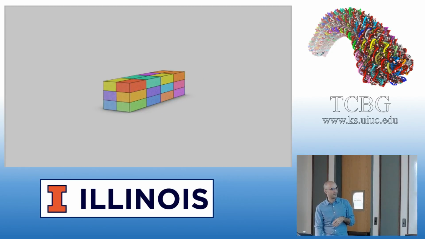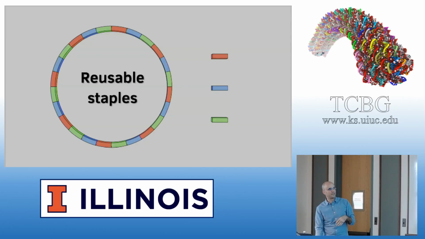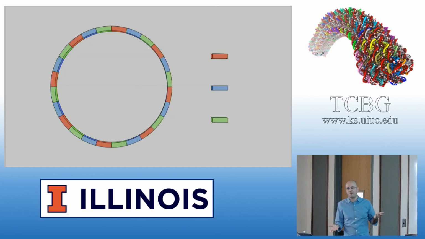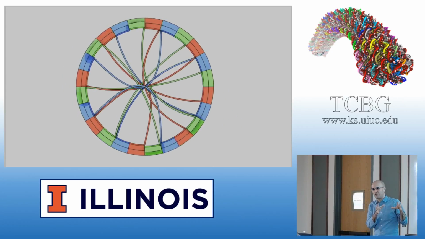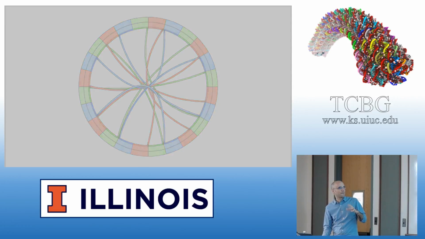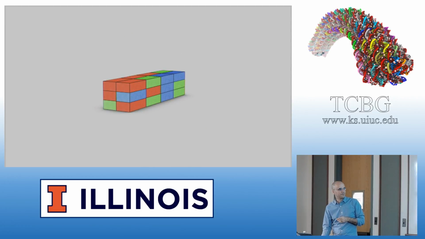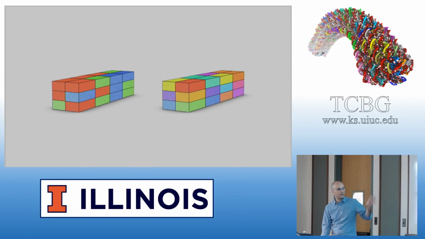And the concept here was, what if we could have reusable staples, and we actually made a custom scaffold sequence. So we have to actually design the scaffold along with the staples. You see, we only have 3 staples here, but each one of them has to bind 4 times in different locations. We didn't know if this would work, but we just wanted to try it. The idea is that we're trying to fold the same shape using far fewer components. So yeah, that's what we were hoping: we'd see a similar shape, but with many fewer strands.